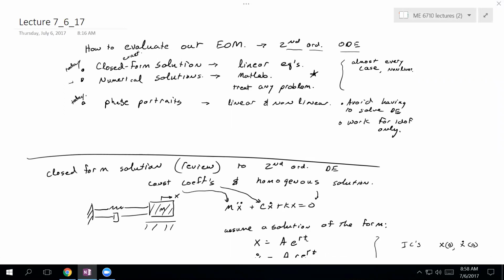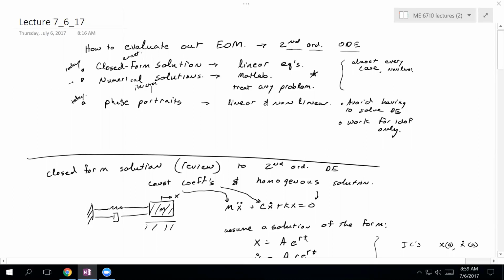A numerical solution is one that's iterative. It makes some assumptions on the system and solves a very simplified problem iteratively in small time steps, trying to replicate the behavior of the system. There's a third method that's really interesting, and it's called phase portraits.